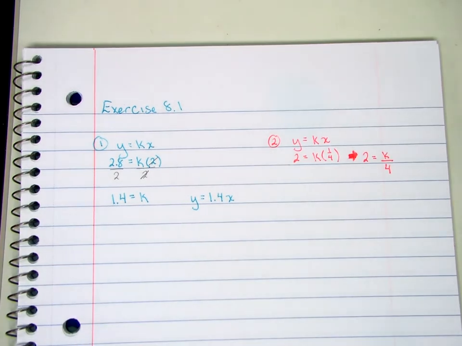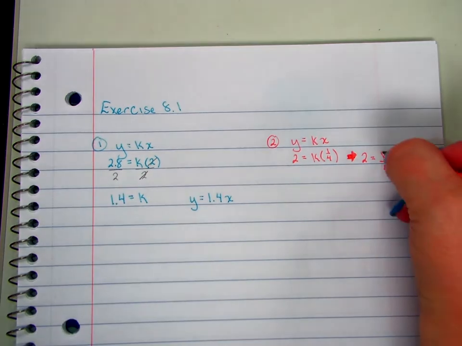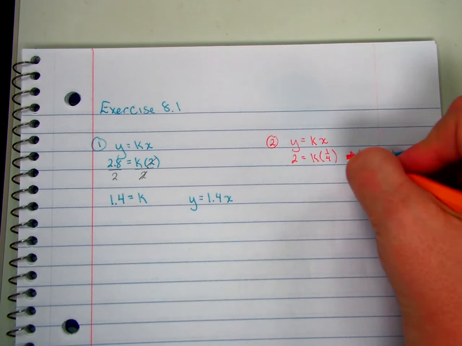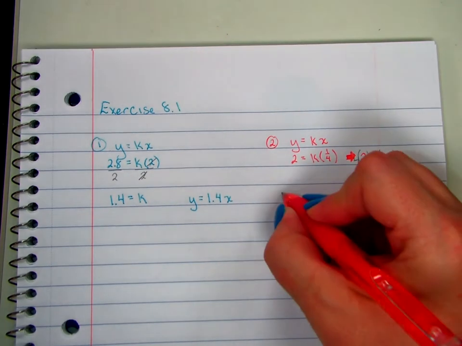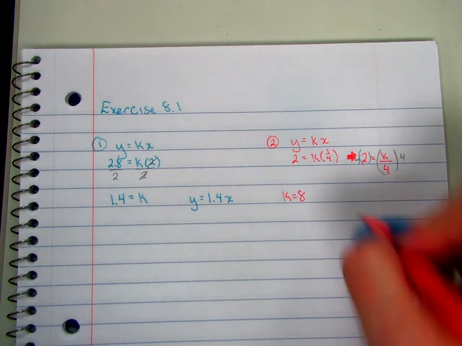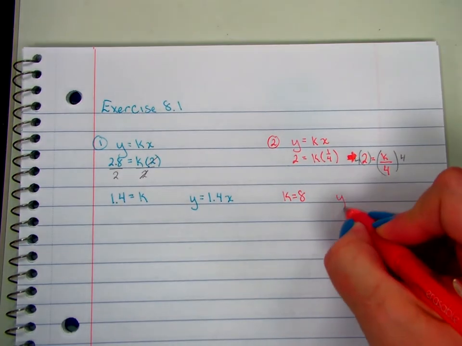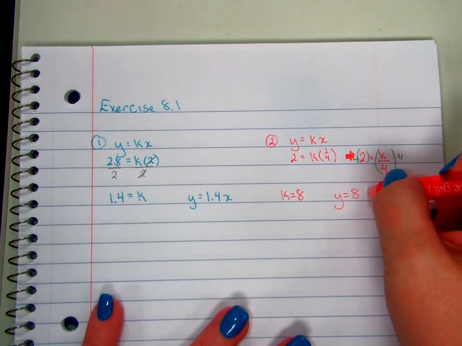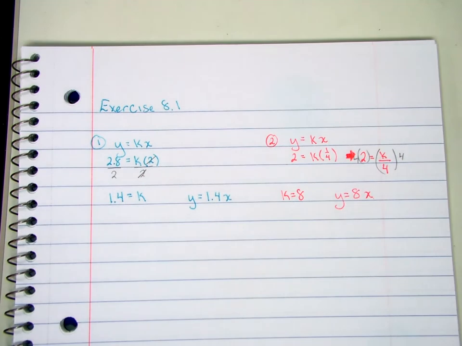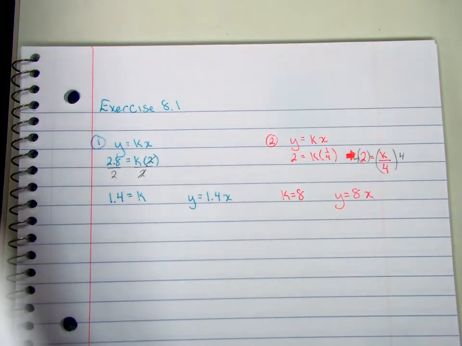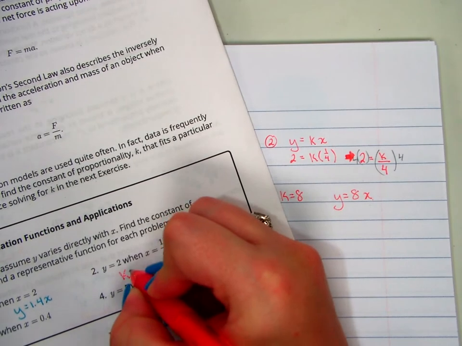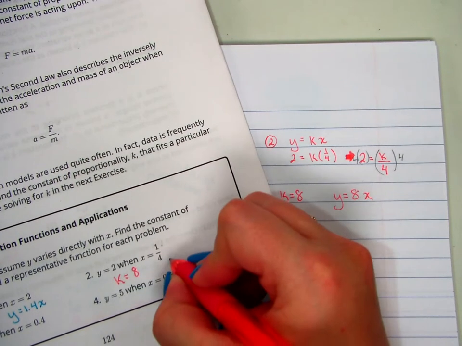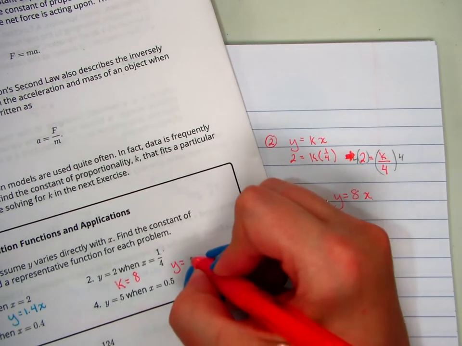All right, so how do I get rid of that 4 then? Multiply both sides by 4. So what does k equal? K equals 8. So what is my equation? Y equals 8, oops, not 8k, 8x. Okay? Are we paying attention? Yes. Okay. All right, so k was 8, which means my function is y equals 8x.